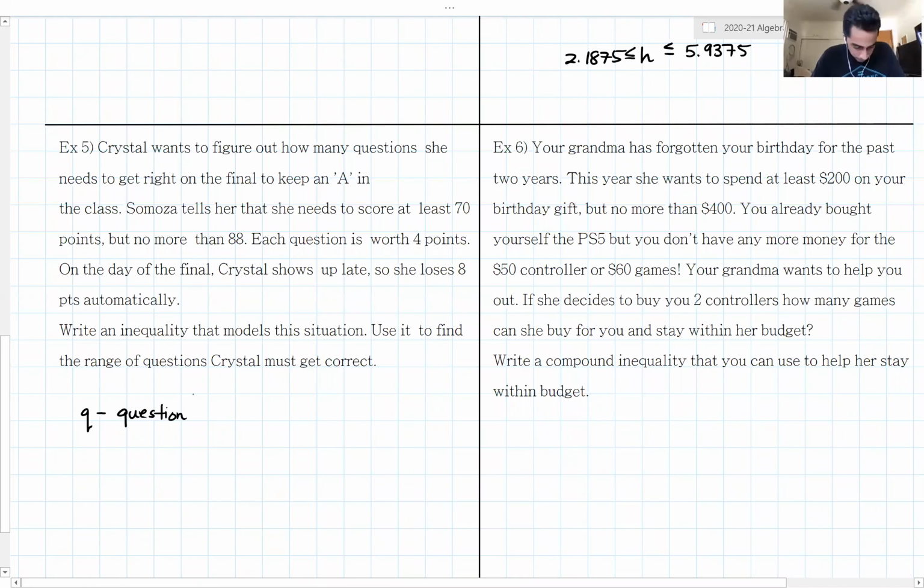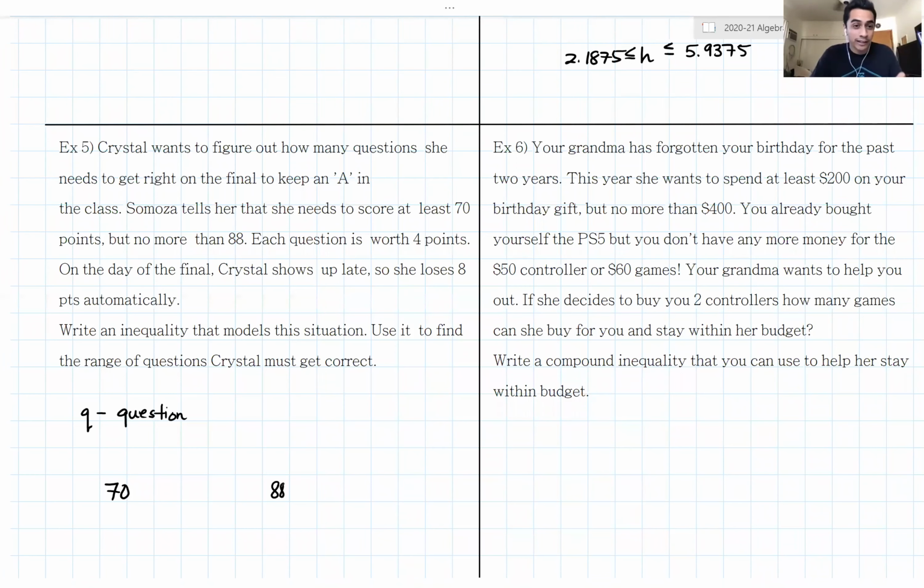So let's say I want to start setting something up here. What do you think would be my lower bound, my minimum value, that should be part of this inequality? Yeah, it's probably 70, right? So we have 70. What's going to be my upper bound? Yeah, we have 88, right? So I'm already kind of building it with my bread.